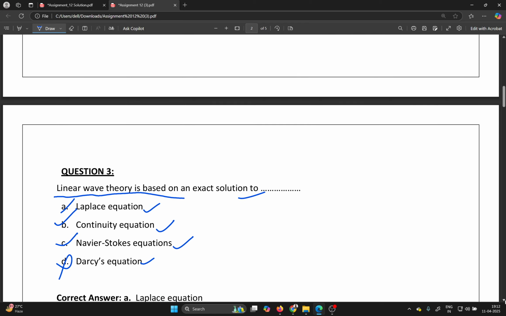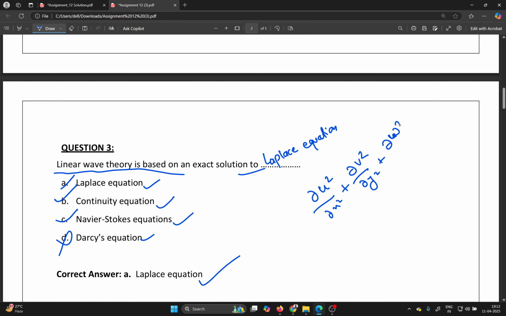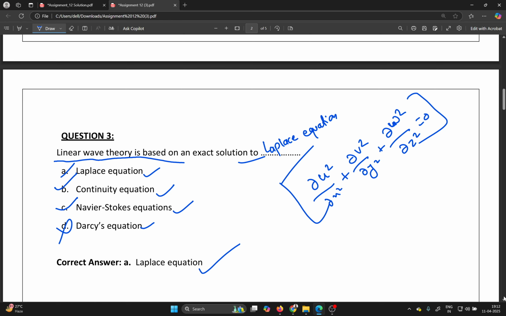By the way, the answer for this question is A, that is the Laplace equation. Linear wave theory is based on the exact solution to the Laplace equation. Remember please, that is del square u by del x square, plus del square v by del y square, plus del square w by del z square, is equal to 0. Remember. Okay, the next question, question number 4.